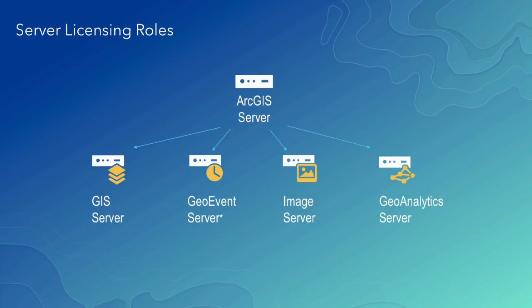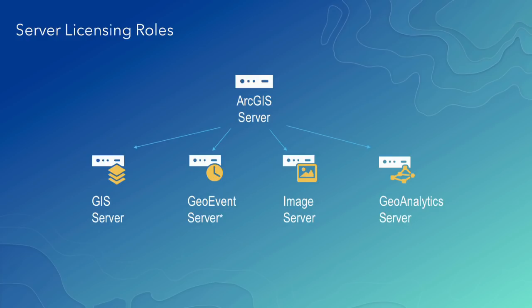It exists in a basic, standard, and advanced level. And it does all the things that it used to. The GIS Server publishes map services, feature services, geoprocessing, and so forth. And there are still extensions on top of the GIS Server, Network Analyst as an example. What's new is that we took some of the extensions, specifically GeoEvent and Image extension, and made them server roles by themselves. GeoEvent Server instead of GeoEvent extension. Image Server instead of Image extension.